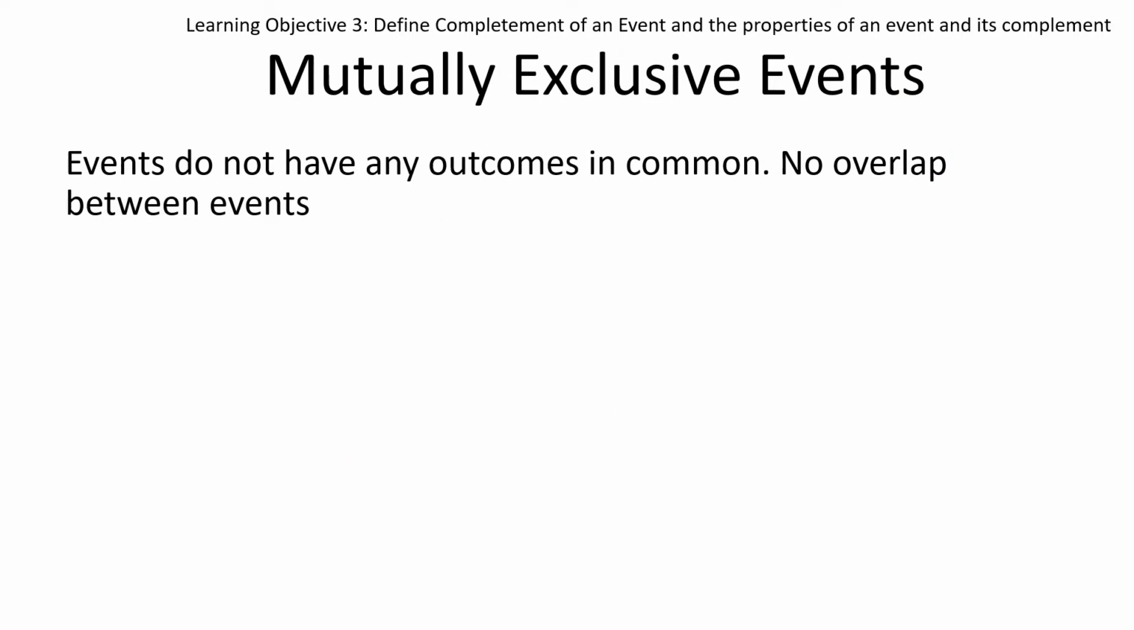I did just mention mutually exclusive, but what does it fully mean? Mutually exclusive is when events do not have any outcomes in common. There's no overlap. If I was looking at the probability of evens and the probability of odds on a die roll, those are mutually exclusive because they have no outcomes in common. There is no instance where a die roll is both an even and an odd. It is either an even, which is a 2, a 4, or a 6, or an odd, a 1, a 3, or a 5.